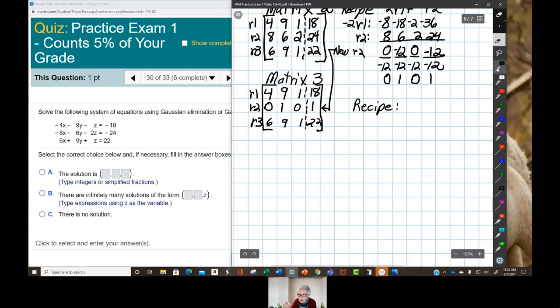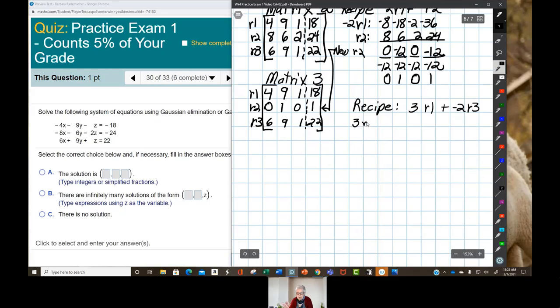So row 1 plus row 3. Now, 4 and 6 will both go into 12, and I can make one negative so that I could have 12 minus 12, or negative 12 plus 12. So I think I'll do that. I think I will multiply row 1 by 3 so that I'll have positive 12, and row 3 by negative 2, so that I'll have negative 12.